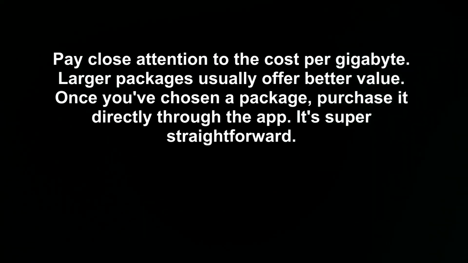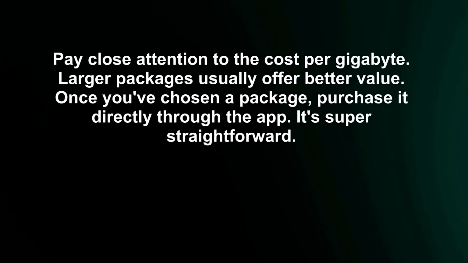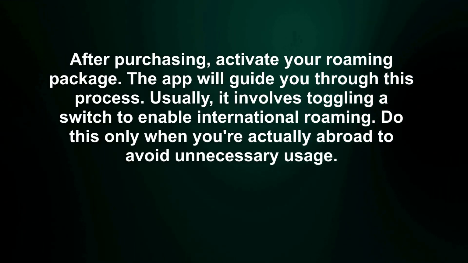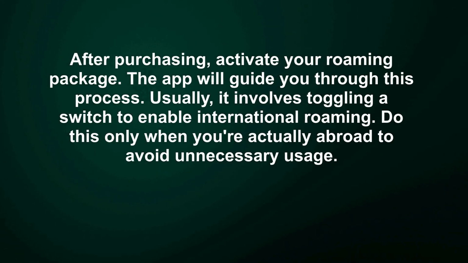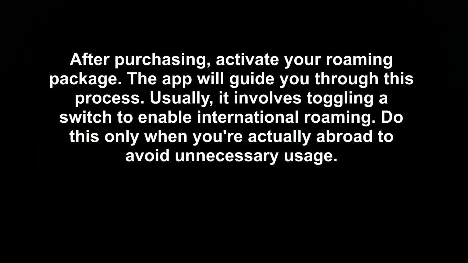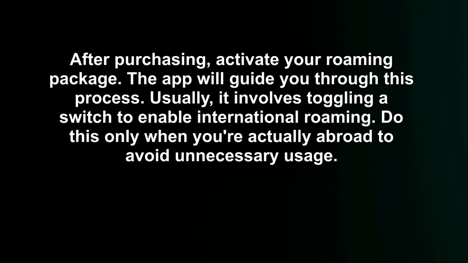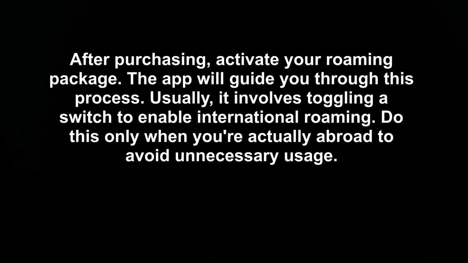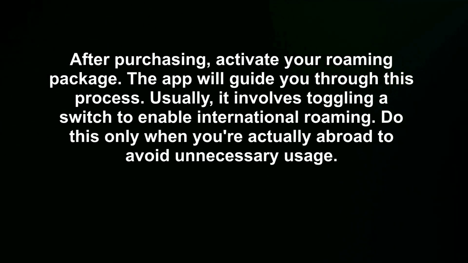Once you've chosen a package, purchase it directly through the app. It's super straightforward. After purchasing, activate your roaming package. The app will guide you through this process. Usually, it involves toggling a switch to enable international roaming. Do this only when you're actually abroad to avoid unnecessary usage.